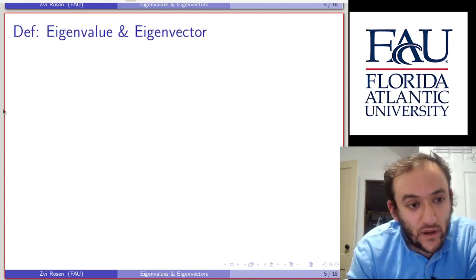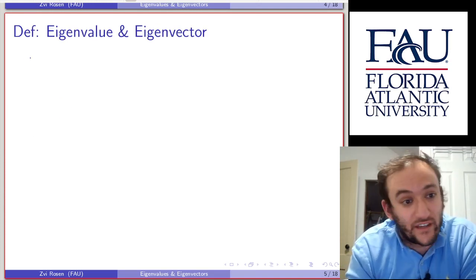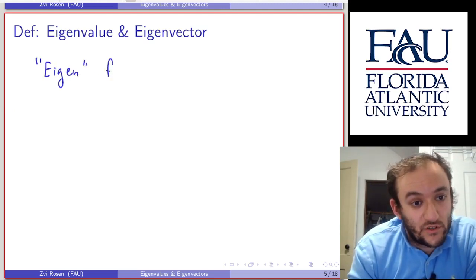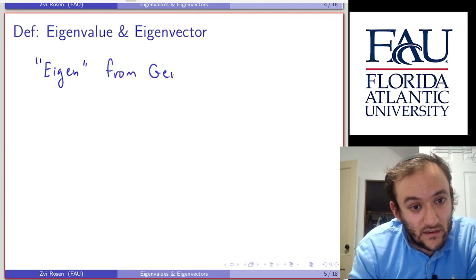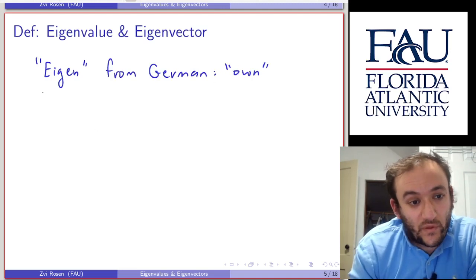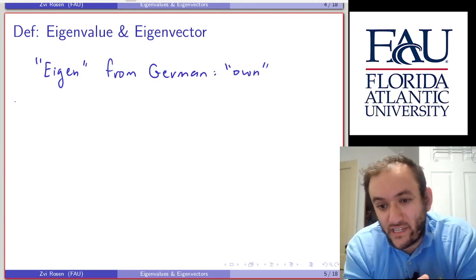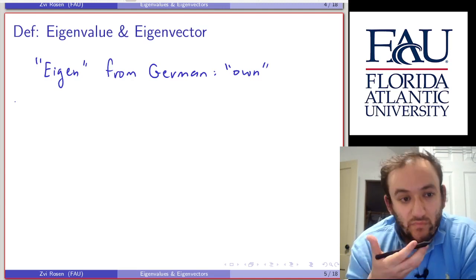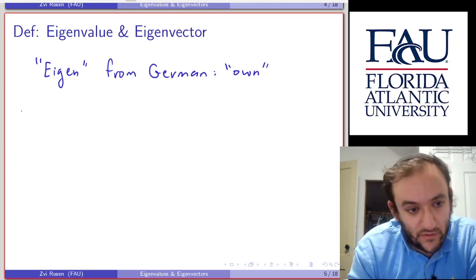And this is what an eigenvalue and an eigenvector are. So eigen is from the German. This means its own or something essential to it. And the idea is that a matrix has eigenvalues and eigenvectors, special values and vectors associated to it.